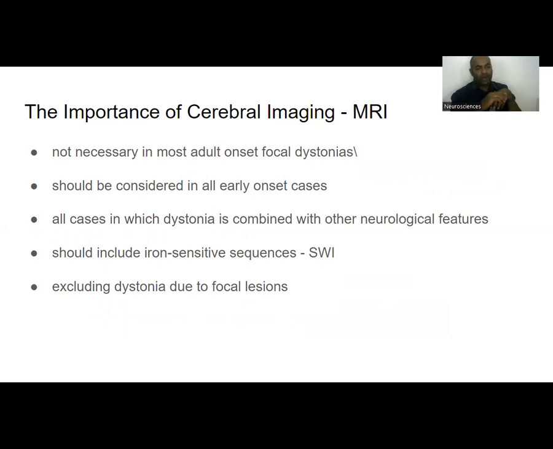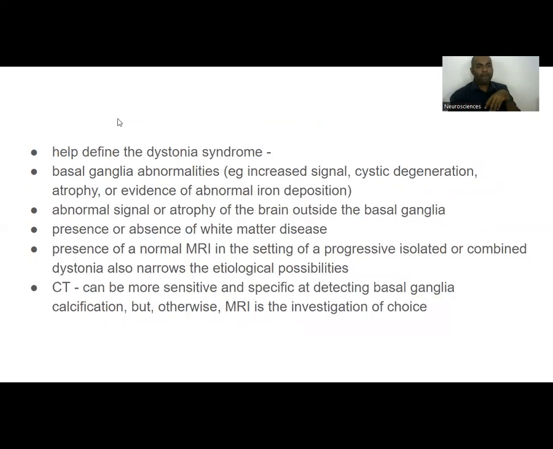The MRI should include iron sensitive sequences, that's the SWI sequence. Based on the imaging abnormalities, we can further characterize the dystonia syndrome. There can be basal ganglia abnormalities: signal changes, cystic degeneration, atrophy. There can be abnormal iron deposition like NBIA. There can be abnormal signal or atrophy of the brain outside the basal ganglia. There can be white matter changes. It can even be normal.